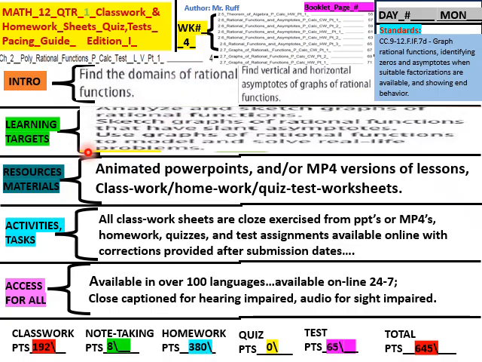And then our learning targets are analyze and sketch graphs of rational functions. Sketch graphs of rational functions that have slant asymptotes. Use graphs of rational functions to model and solve real life problems. So we're going to get into applying this to real life stuff.